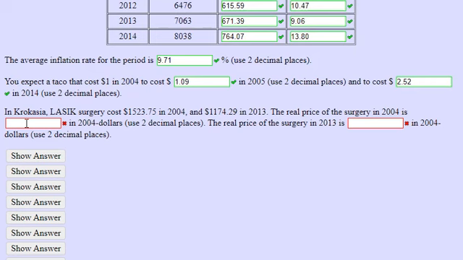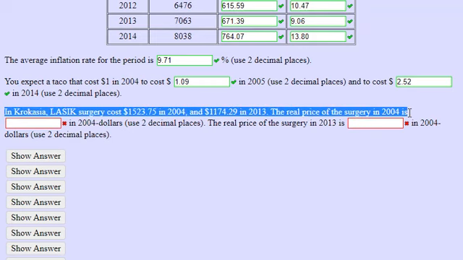Okay, next, in Caucasia, this economy, LASIK surgery cost $1,523.75 in 2004 and $1,174.29 in 2013. The real price of the surgery in 2004 is what? We want to calculate the real price. So when we're calculating the real price in 2004, I'm going to go ahead and copy this and put it in my spreadsheet.